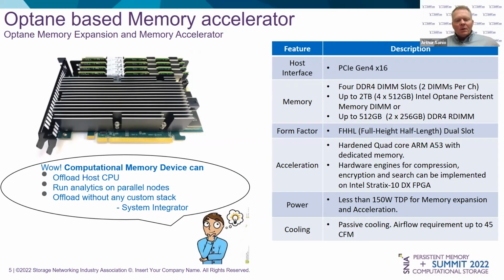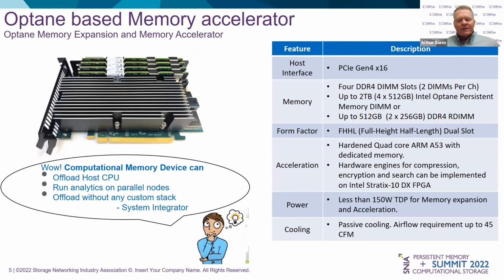Thank you, Pekon. So what we're showing here is an example of a computational memory device called Kestral in a PCIe Gen form factor. It runs on PCIe Gen 4 and uses standard Intel Optane DIMMs as well as DDR4 standard RDIMMs. There are 4 DDR4 slots on this card, each of which can be populated with 512 gigabyte Optane DIMMs, making up a total of 2 terabytes.